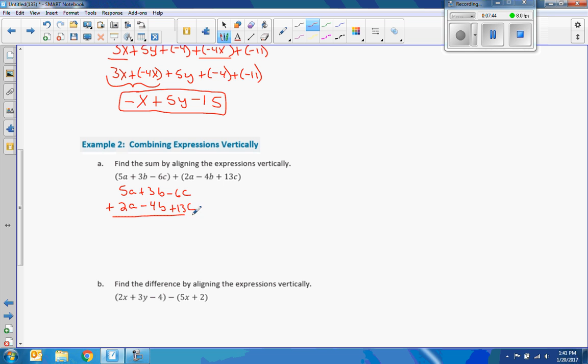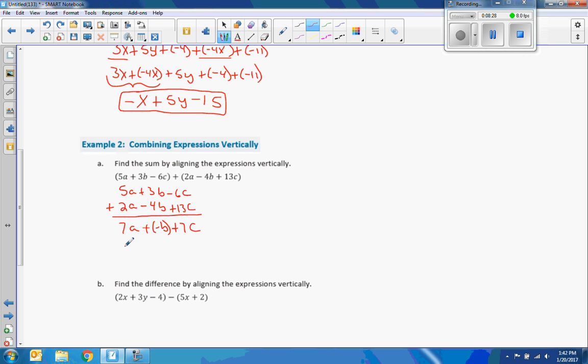So my a's and my b's and my c's all line up. 5a plus 2a is 7a. 3b plus a negative 4b is negative 1b, or just simply negative b. And actually, if we want to show it this way, I guess that's what we've been doing. Plus, let me rewrite that. Plus a negative b, it's all addition. And negative 6 plus 13 is a positive 7c.